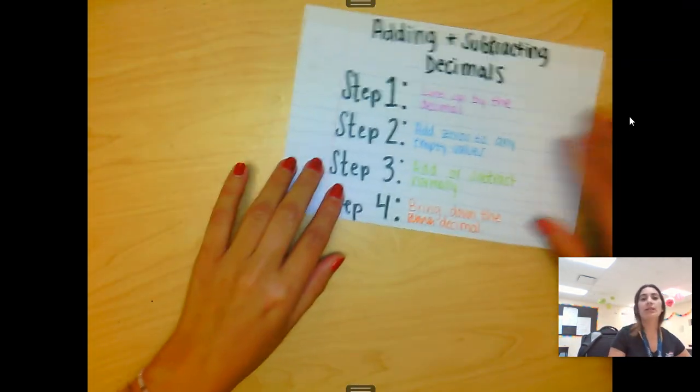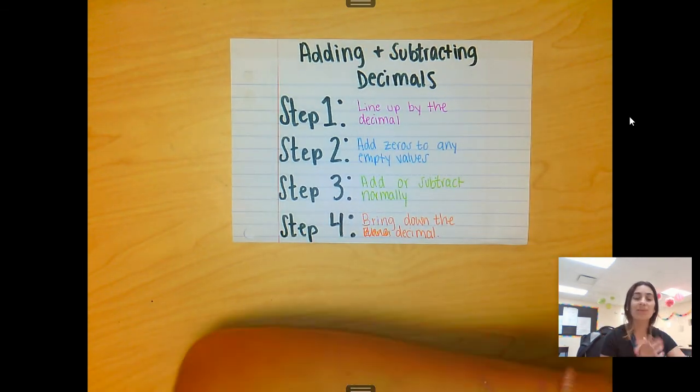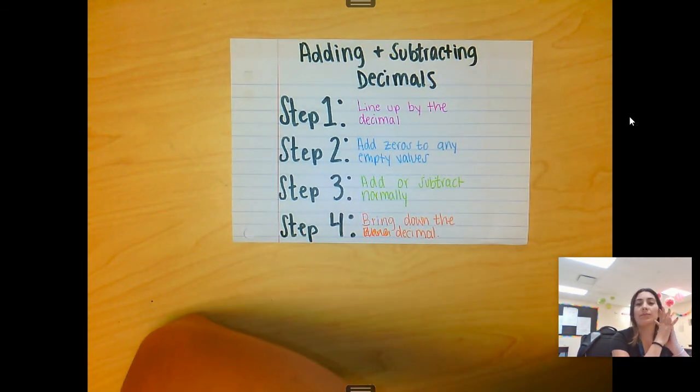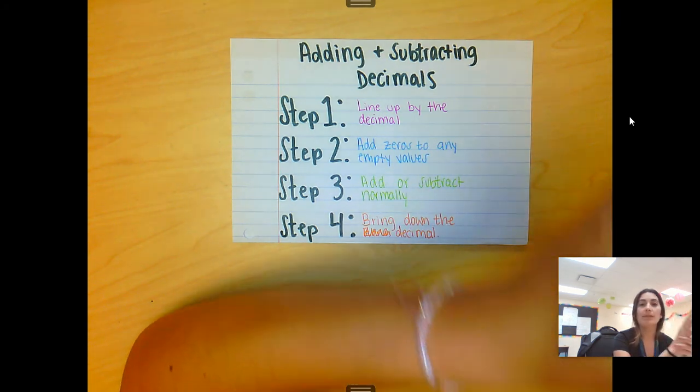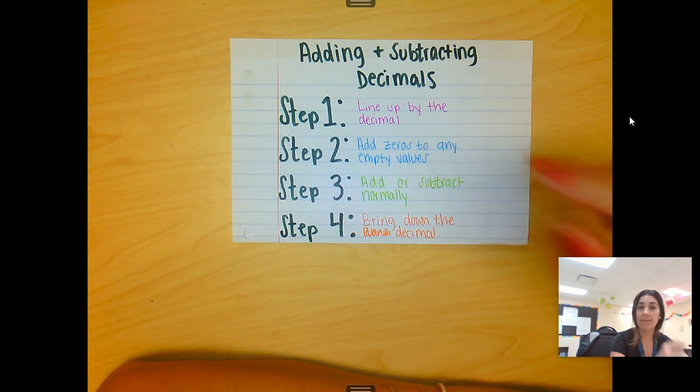All right, so we're going to talk about adding and subtracting decimals. You guys are going to love this. It's super simple. When we're adding or subtracting decimals, there's 4 easy steps. We're going to line them up by the decimal. We're going to add zeros to any empty place values.